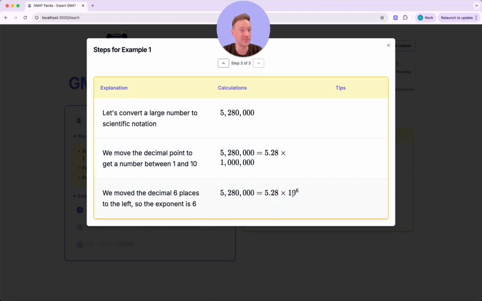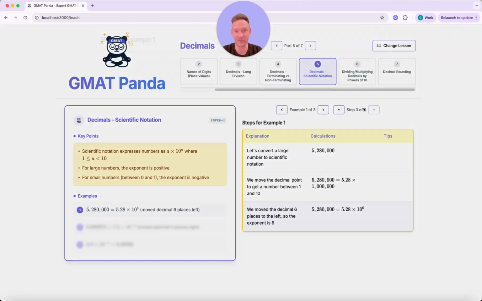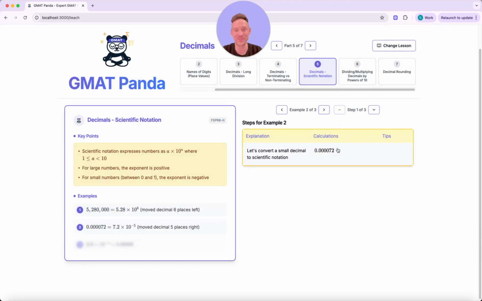And sometimes in GMAT questions, they throw you numbers in this format. So this is what's called the scientific notation. In this case, it's for big numbers, so the exponent or the power of the 10 is positive. But you can also have some examples where it's negative. So that's for talking about very small numbers. I think I've got one of those examples here.